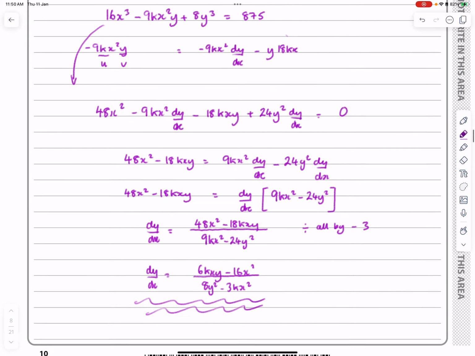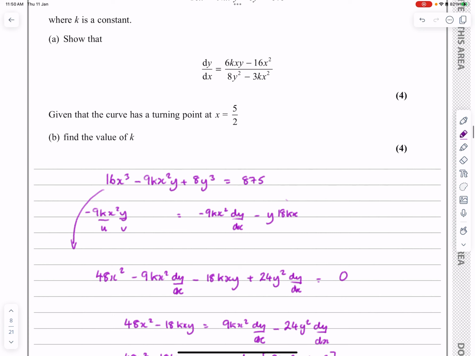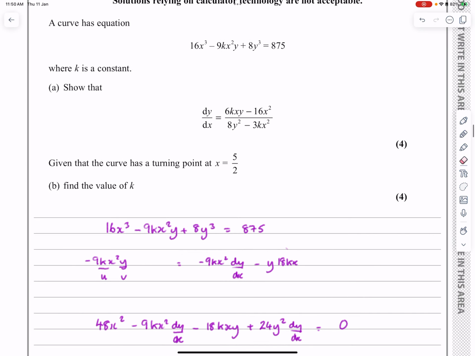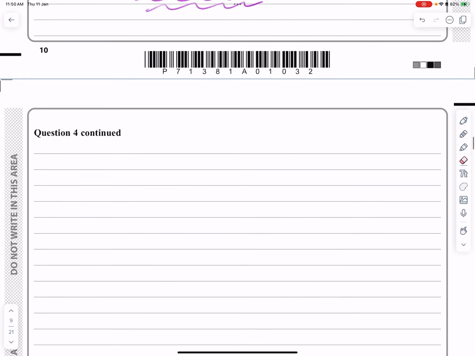So that's nice, but it's always good when we're trying to prove it's equal to something, because it means that we know that we've got that bit right. So show that is fine. Part B, given that the curve has a turning point at x equals 5 over 2, can we find k? Right, yeah, so let's do it, but then I'll also talk to you just generally about what happens with these.